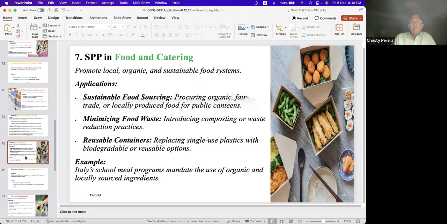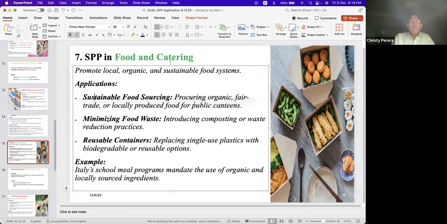Next one, sustainable public procurement in food and catering. Promote local, organic, and sustainable food systems. We can say as applications, sustainable food sourcing. Procuring organic, fair trade, eco-label, or locally produced food for public canteens.